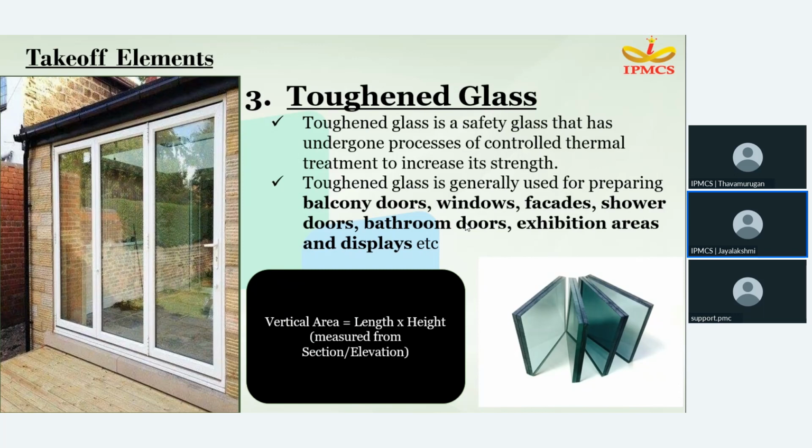When we are considering the toughened glass, we will be considering the vertical area. For the vertical area, you will get the length and height from the section and elevation. Also, the length can be measured from the plan area, and height can be entered manually also. But today, I will be measuring both from the section provided.